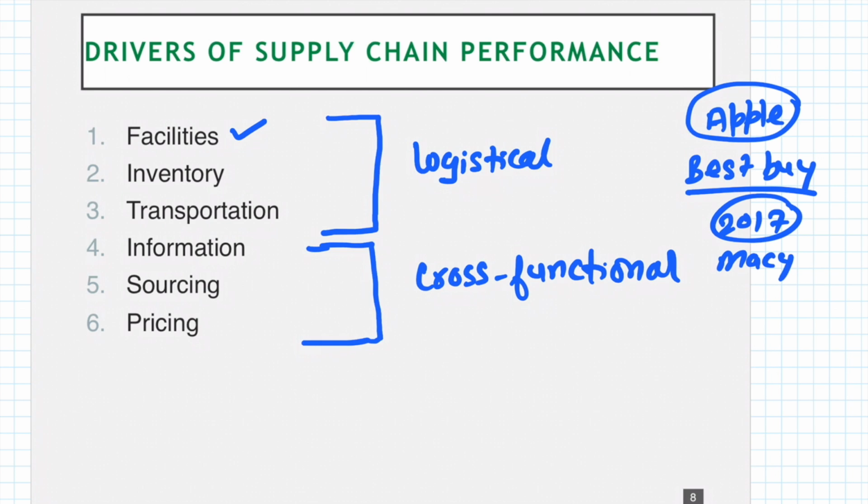Another driver of supply chain performance is inventory. Inventory can be any type of raw material that the company uses, or it may be work in progress. For example, in manufacturing, a raw material may undergo various types of processing. So at each machine, there could be an inventory, which is basically work in progress. And once everything is completed, those products have to wait before they can be shipped to warehouses or retail outlets.